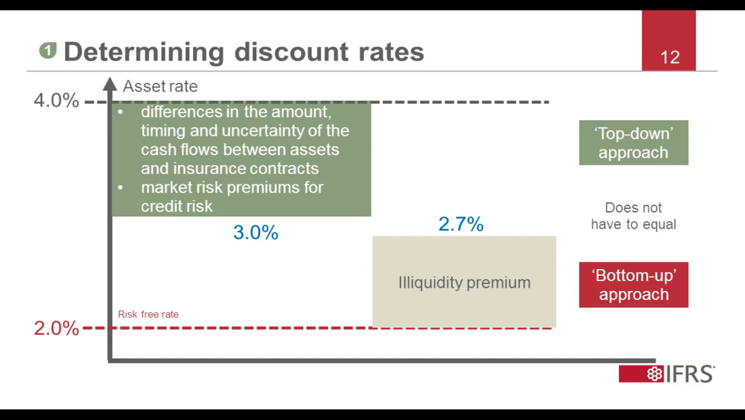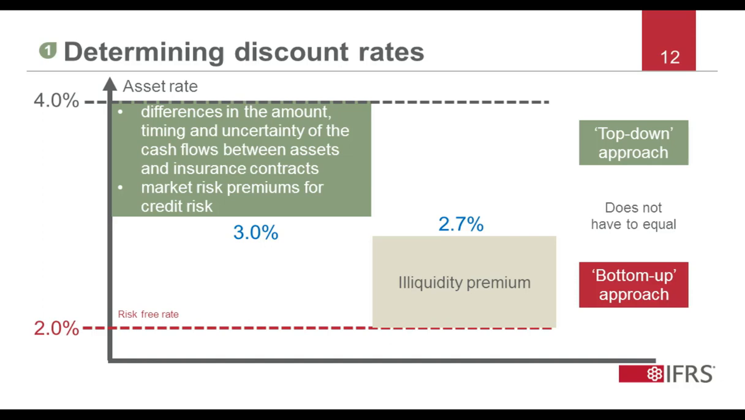After those adjustments have been made in the top-down approach, the entity does not have to adjust for further liquidity differences between the assets and the insurance contracts. In principle, both approaches, the top-down and the bottom-up, should provide the same number. In practice, however, the two approaches might result in different numbers for different reasons. Disclosures are required on the information used to determine the discount rates and the yield curve used.